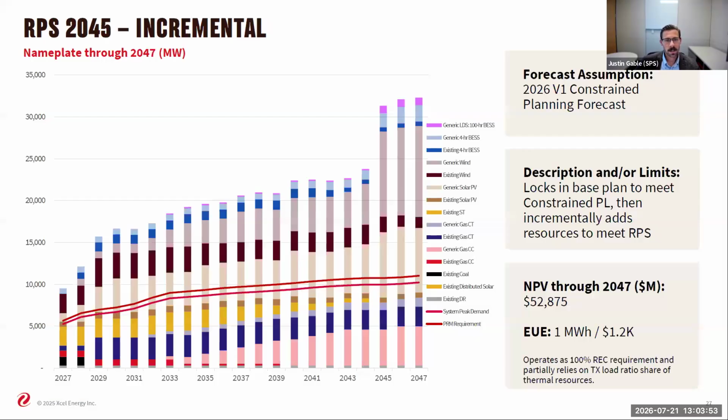Now we'll jump to our RPS 2045 incremental look. Now this is taking our base emerging tech scenario and just incrementally increasing it, treating the RPS as a REC requirement only. So as we are moving through time, we increase the requirement from 50% to 80% in 2040 to 100% in 2045. And when we do that, we're not allowing the base emerging tech to remove any resources. So all resources in this are just more resources than what the base emerging tech is. So obviously it's going to be a higher net present value. You're also going to see a very significant build out in 2045.